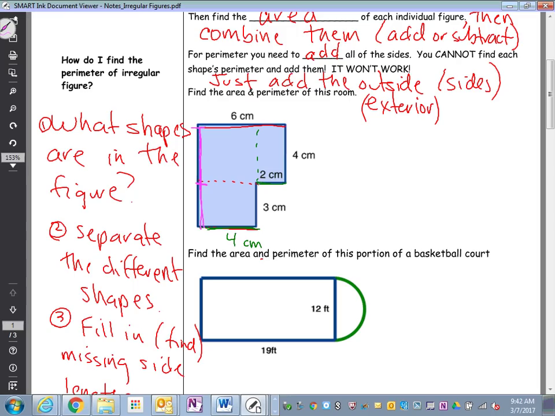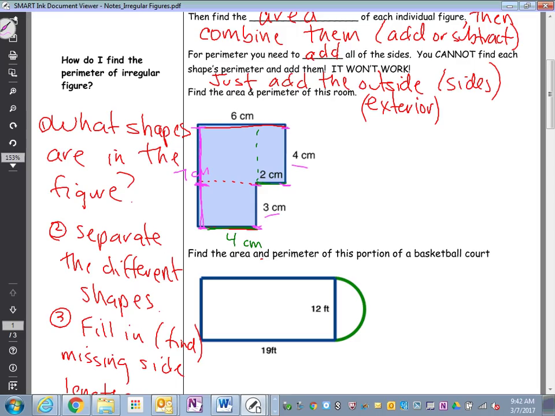No, just from here to here is the same as from here to here. So that would be what? 4. And then from here to here is the same as from here to here, which is what? So what's the whole thing? 7. All right. So now we have all the sides, so that makes it easier to find the perimeter.